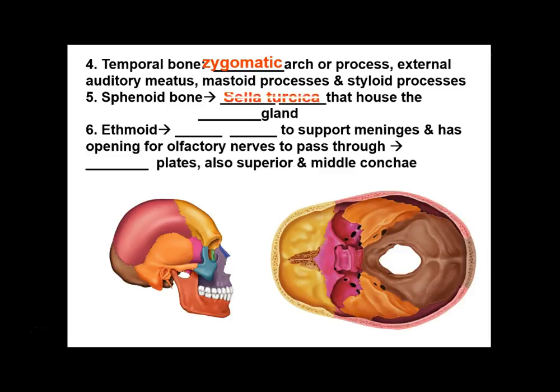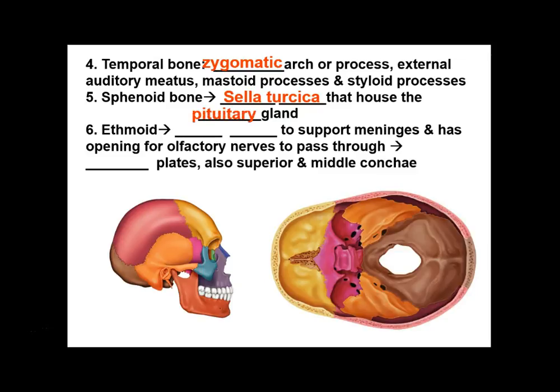I've already showed you the sphenoid bone, which looks like a bat. If you look in the middle of the body of the bat, you can see an indentation. If we could see a side view, they say it looks like a Turkish saddle. And there is a rider in that saddle, and it is the pituitary gland.